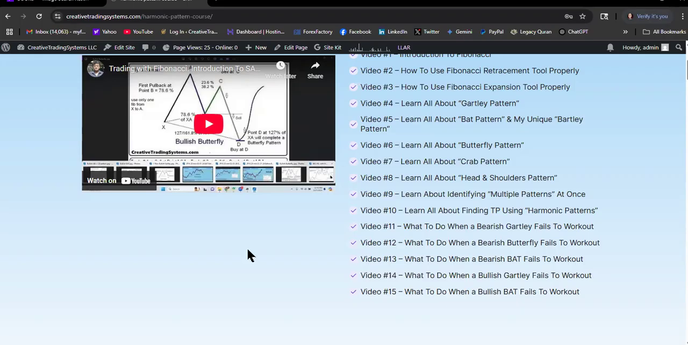Means it's completed and it's supposed to make the turn, but it doesn't. It keeps going in the same direction: 78, then 88, then 100, then 127. Then what do you do, right? So I teach you exactly, step by step, how to use this fib and how to take the entry. If it is not working out, it doesn't matter. You can still trade the failed pattern.